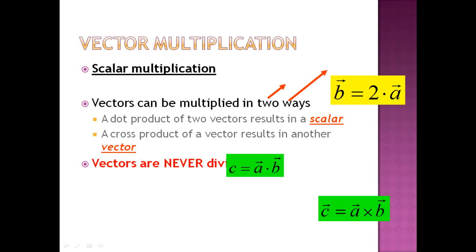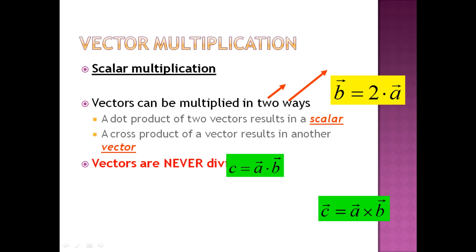So vectors can be multiplied in two ways. Dot product results in a scalar. Cross product results in another vector. We're really only going to do the dot product vectors. So C equals A dot B, stuff like that. Actually, I don't think we're going to do any of this at all. I might throw it in there as a bonus. So if you can do this, I'll make it a little bonus on your quiz or test or something.